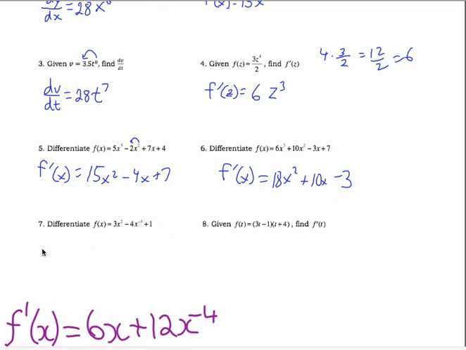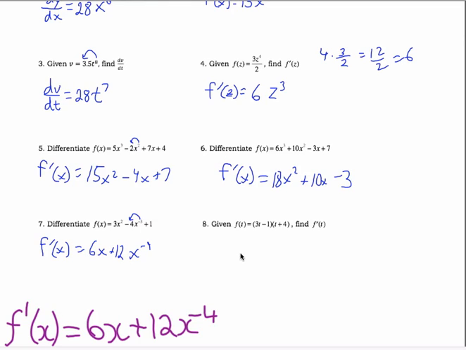Okay, next one. Okay, we're going to have 6x here. And here the exponent is x to the power of negative 3. So that's going to reduce by 1, so it's going to be negative 4. Then we do the negative 3 times the negative 4 gives you positive 12.